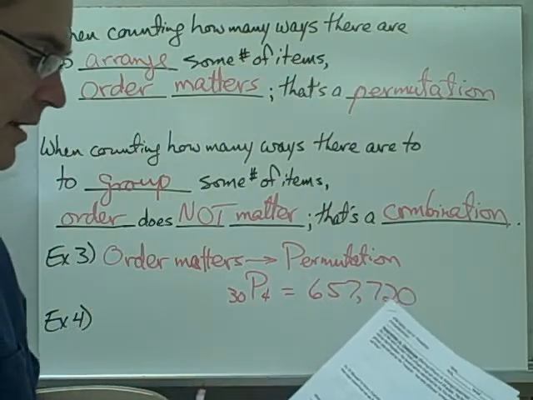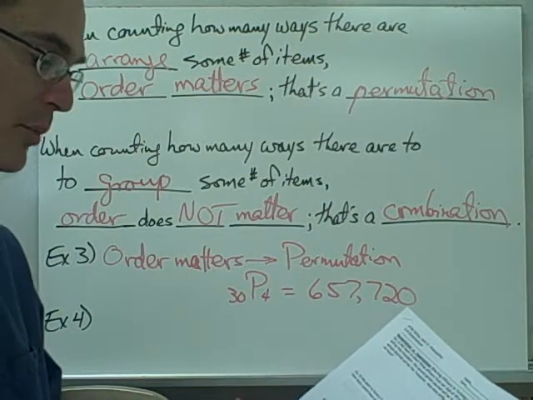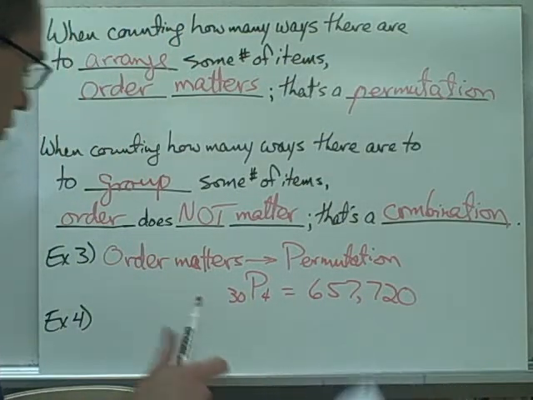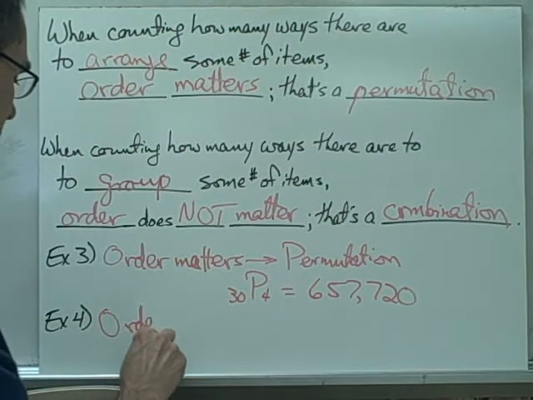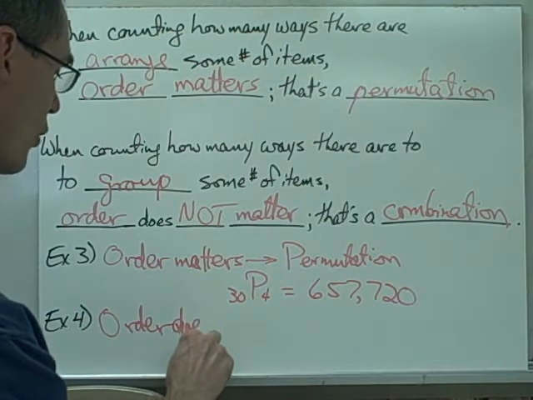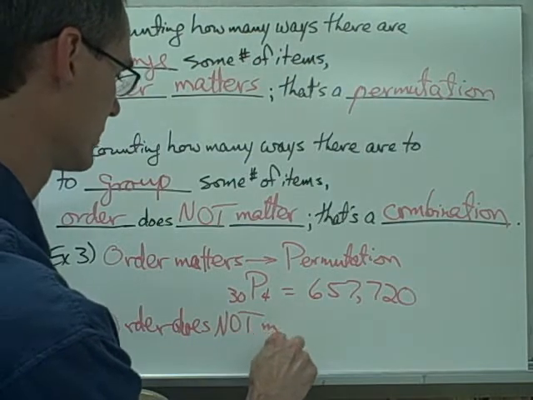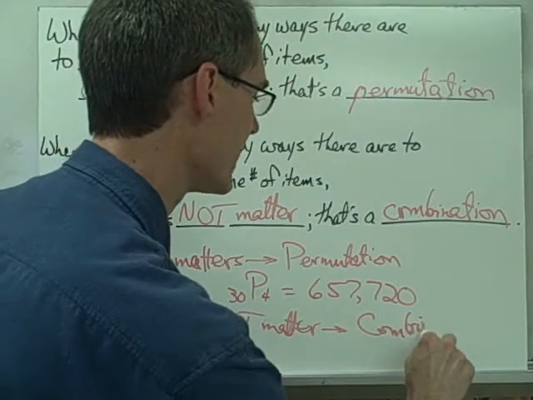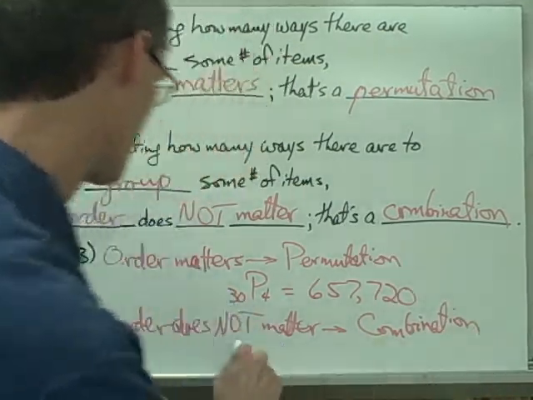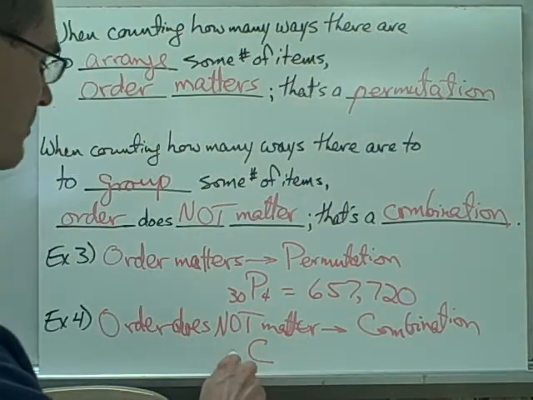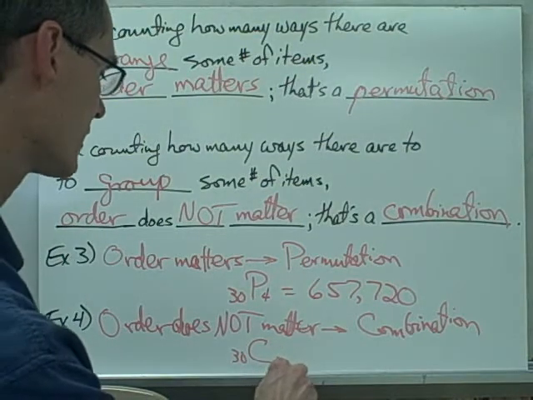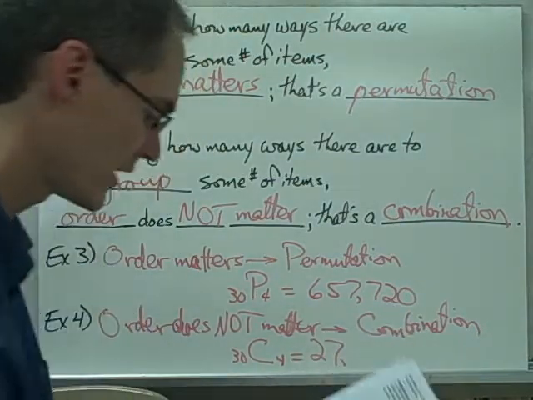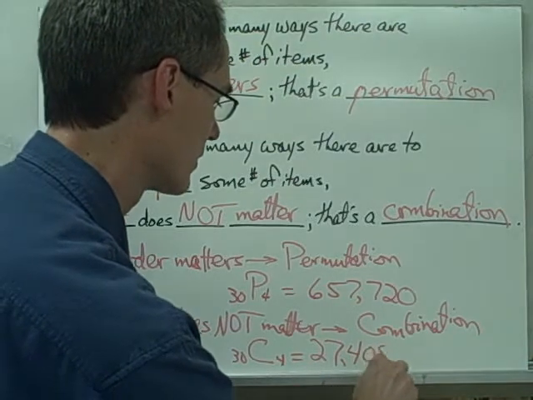Example number 4 says, the same debate club wants to create a 4-person committee, that is, no officers, from its membership of 30 people. How many different committees are possible? Well, in this situation, order does not matter. And since order does not matter, I know I'm dealing now with a combination. So here I want the number of combinations of 30 people taken 4 at a time. And if I punch that into my calculator, I get 27,405.